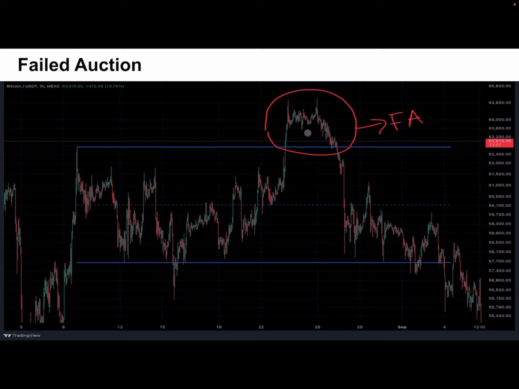That's what they're doing. And also, what happens with the failed auctions, the difference between the swing failure patterns and the failed auctions, is you will see the price actually consolidate above a range in a failed auction. So in this case here, you're seeing the price consolidating above $63,000 for around 2-3 days.